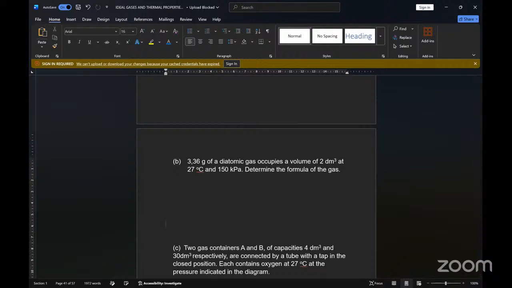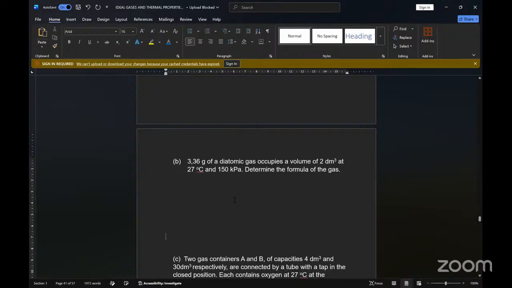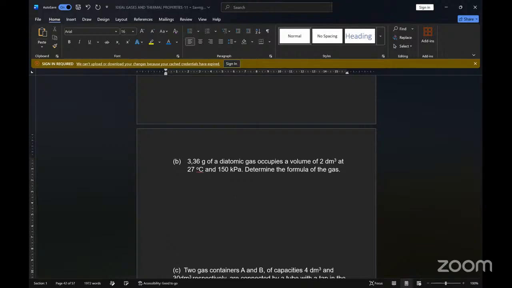Then we move to the next question. Now this one is a bit tricky. The next two questions are a bit tricky, but I still think it's important to answer. Now this one says that 3,36 grams of a diatomic gas occupies a volume of 2 decimeter cube at this temperature and this pressure. Determine the formula of the gas.